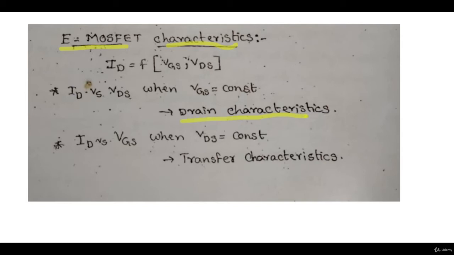One is called drain characteristics, which is sort of output characteristics, which will give the curve between ID and VDS when VGS is constant. Similarly, we have transfer characteristics, which is the curve between ID and VGS when VDS is constant. By these two characteristics I will try to explain how the working of enhancement type MOSFET happens. So first look at the drain characteristics.